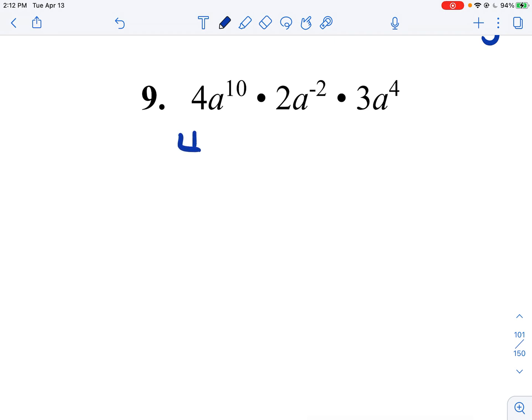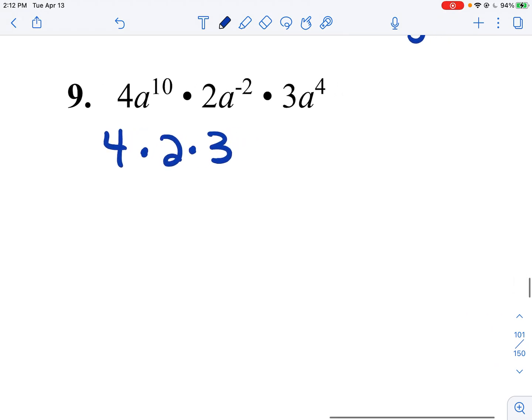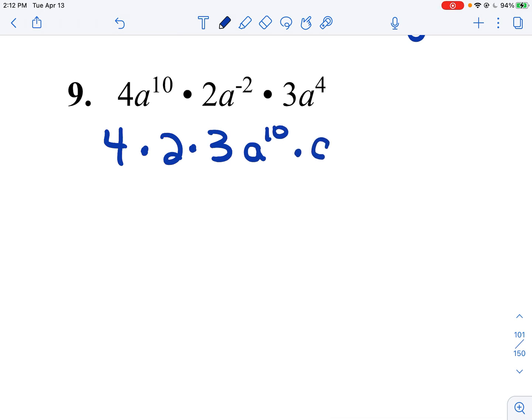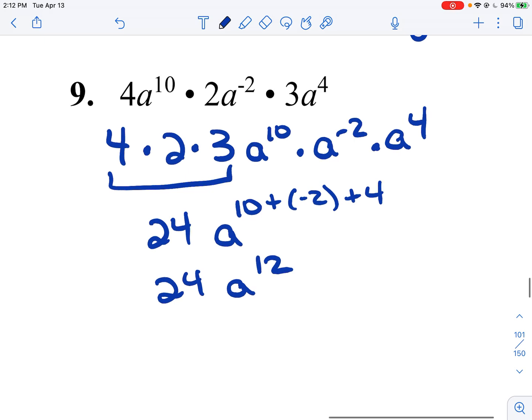Over here, I have a 4, I have a 2, I have a 3. Then I have an a to the 10th, an a to the negative 2, and a to the 4th. So I multiply these together and I get 24. A, 10 plus a negative 2 plus a 4. So 10 minus 2 gets 8. 8 plus 4 is 12.